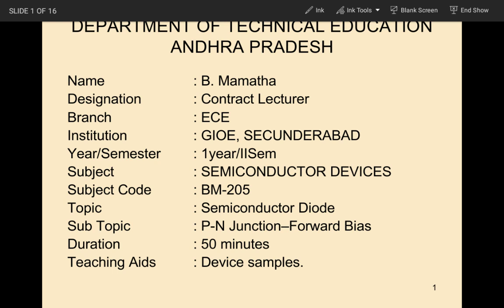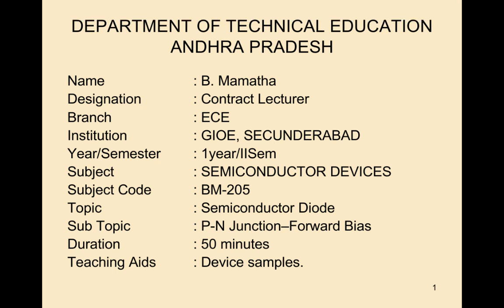What is today's topic? PN junction under forward bias condition. So how will this PN junction behave? That means how does this PN junction work under forward bias condition? When we apply forward bias to the PN junction, what changes exist in the PN diode? Let us see now.